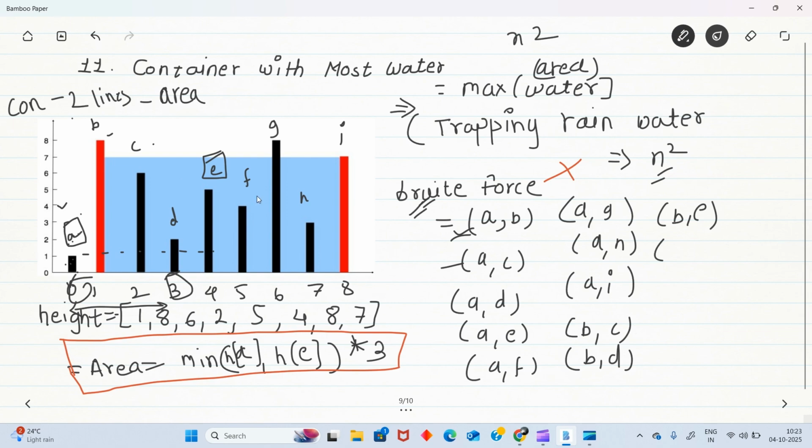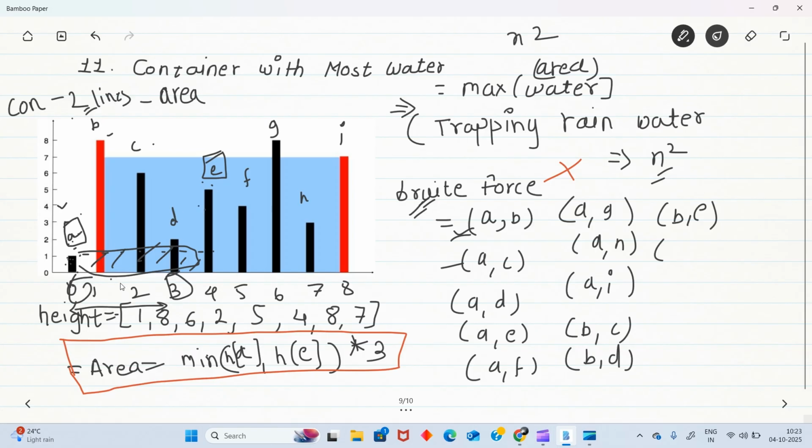And how will we find the area? You have to select two lines, two heights, and find the area between them. How you will find it is the minimum of these two heights. Let's say I'm considering a and e. What will my area be? It will be this. That means I have to find the minimum of these two heights, and that will be my height.